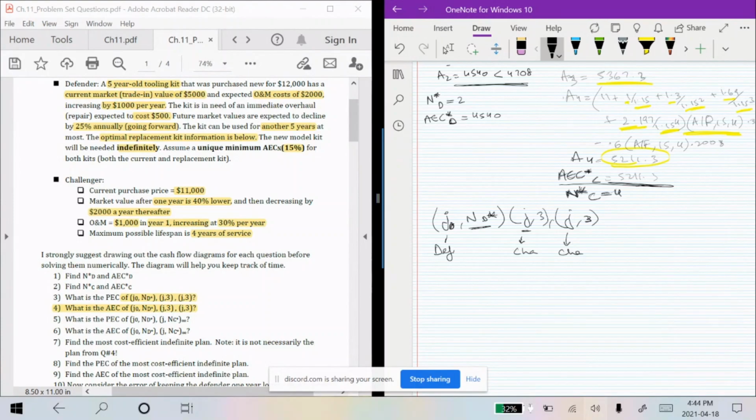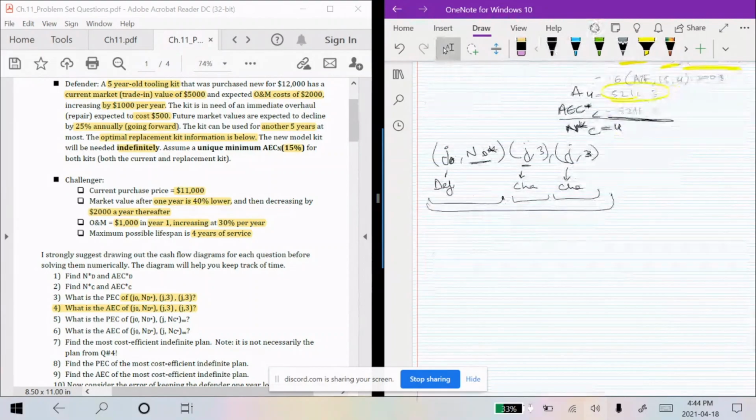This means we're going to use the Defender for its service life, the 2 years. Then we're going to use the Challenger for 3 years. Then after these 3 years, we're going to sell the Challenger, and buy the Challenger again and use it for 3 years. This is what our project is going to look like. All right. So they want us to find the present cost of this project.